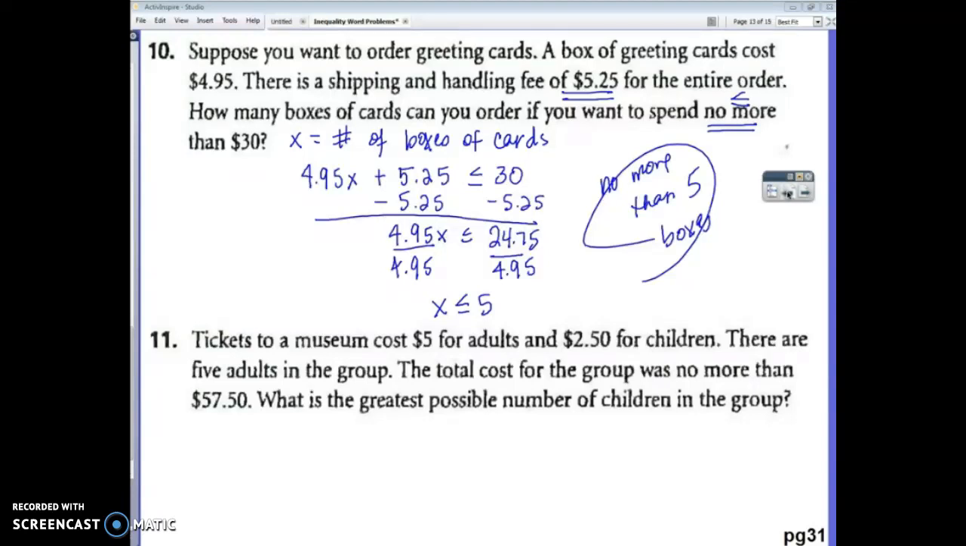There are 5 adults in the group. The total cost for the group was no more than $57.50. What is the greatest possible number of children in the group? So, X represents the number of children.